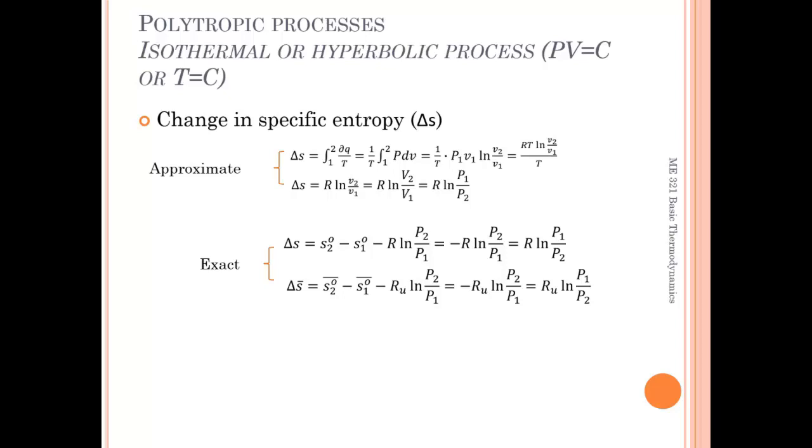Then, just like how we derived the formula for the non-flow work earlier, the resulting integral will be the initial pressure times the initial specific volume times the natural logarithm of the ratio of the final specific volume to the initial specific volume. Remember that from the equation of state, we can express the product of the absolute pressure and the specific volume as the product of the specific gas constant and the absolute temperature of the gas.